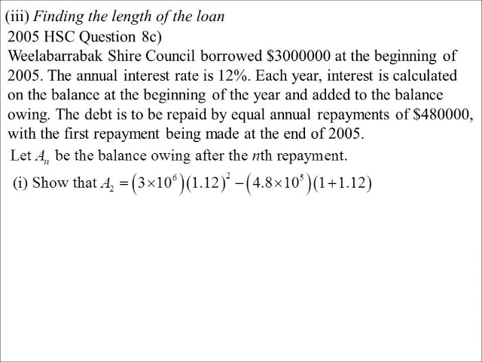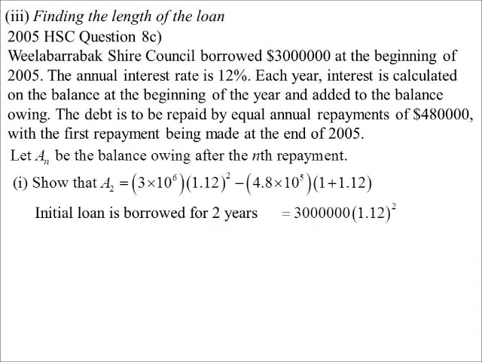The debt is to be repaid by equal annual repayments of $480,000. Again, we're not talking about a person here. We're talking about a council, so bigger numbers. First repayment made at the end of 2005. Let AN be the standard thing. Now, first part of the question was simply show that the amount after 2 years is that.